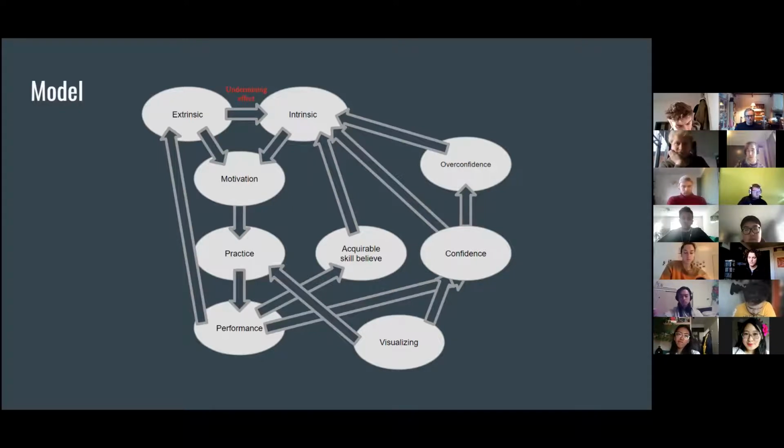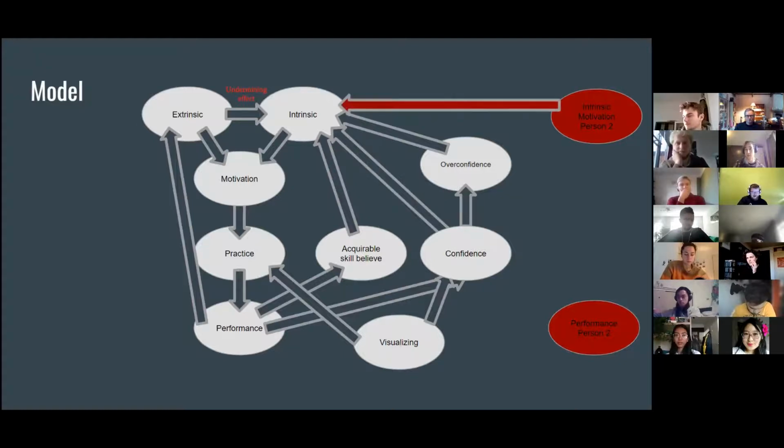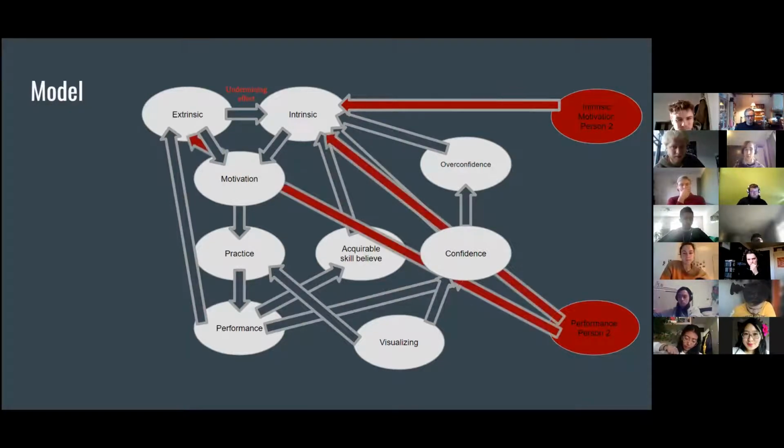And there are some connections, and the connections exist between the intrinsic motivation of the other person and the performance of the other person. The intrinsic motivation is connected to the intrinsic motivation, and the performance of person two is connected also to the intrinsic, but also to the extrinsic motivation, and we will go deeper into that later.